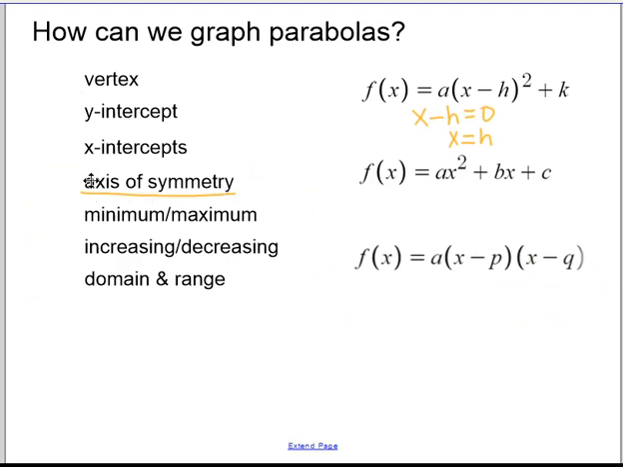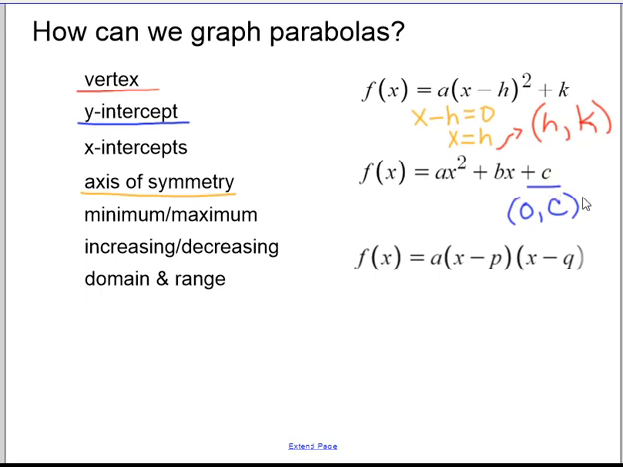Let's talk about the axis of symmetry. If we want to get the axis of symmetry from vertex form, we take x minus h and set it equal to 0. x equals h is your axis of symmetry. We use that axis of symmetry as the x value of your vertex. The y value of your vertex is simply k.